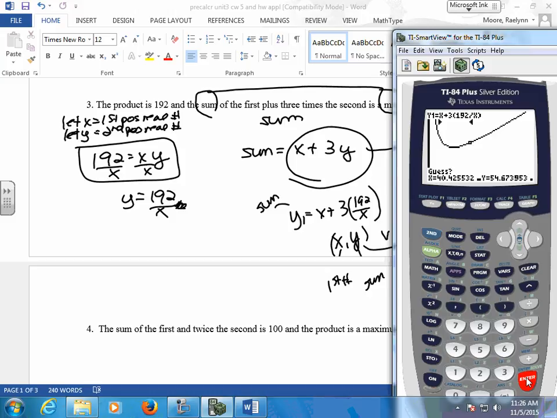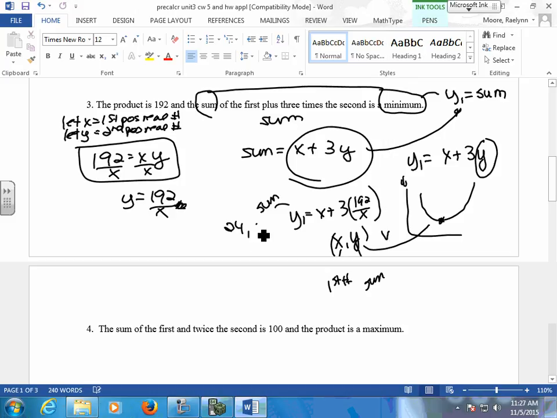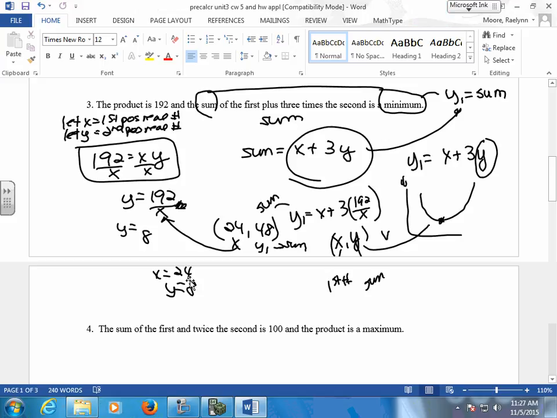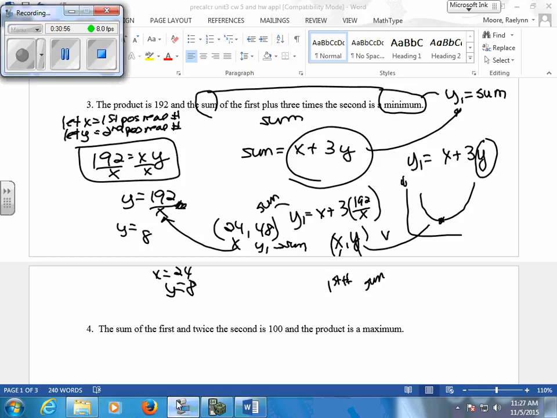And do your minimum. Now again, your calculator rounds a little bit weird in here, but your minimum is at 24, 48 point something. 2448. This is your x. This is your y1. This is your sum. Bring this x back to here to find your y. So y would be 8. Your x is 24. Your y is equal to 8. Good? Question?